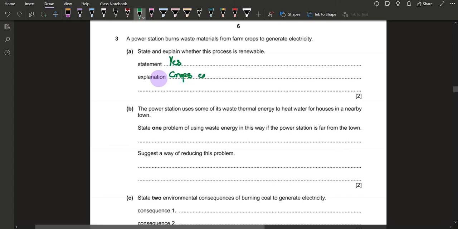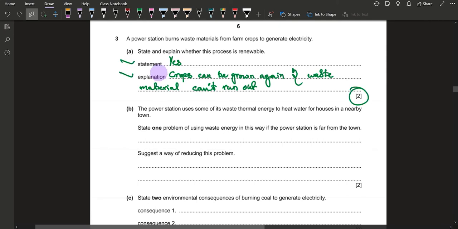Crops can be grown again, and waste material can't run out. And we'll get this for 2 marks. 1 mark for statement and 1 mark for explanation. Part B says, the power station uses some of its waste thermal energy to heat water for houses in a nearby town. State one problem of using waste energy in this way if the power station is far from town.